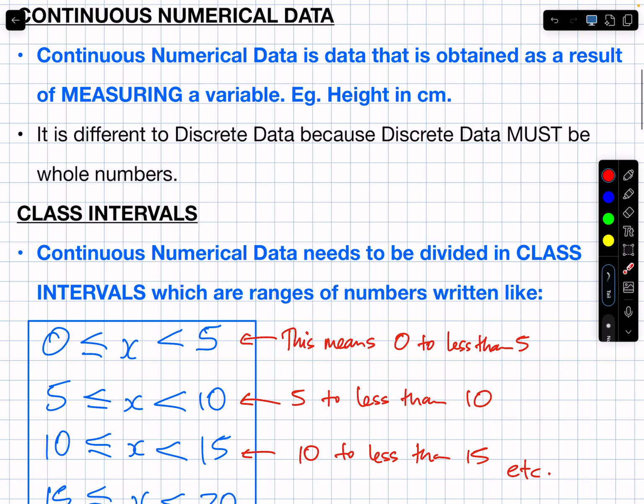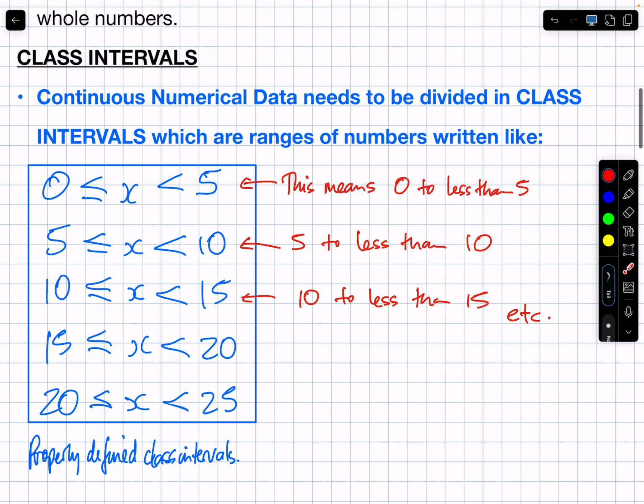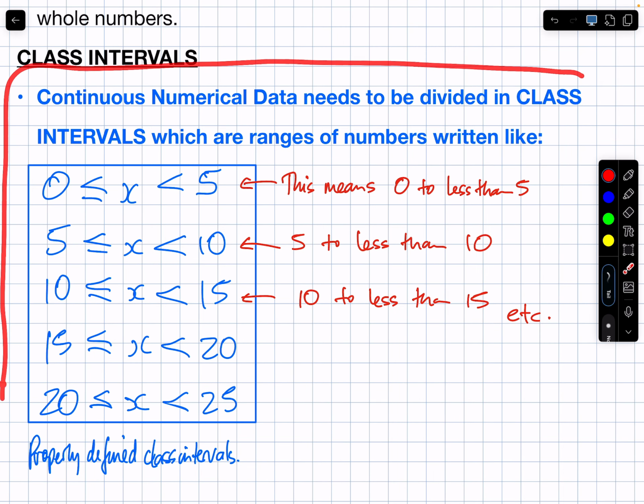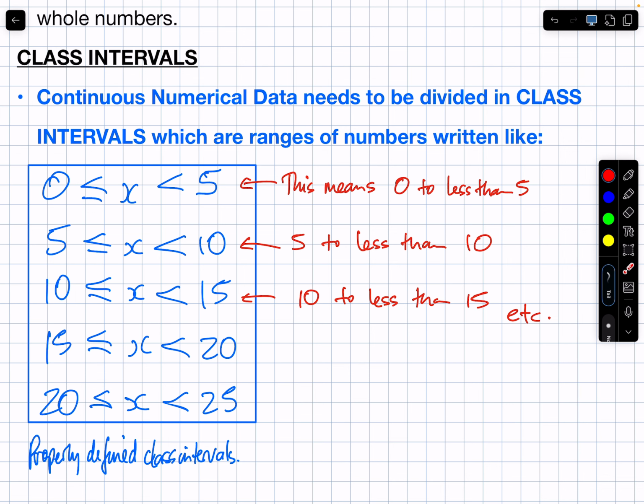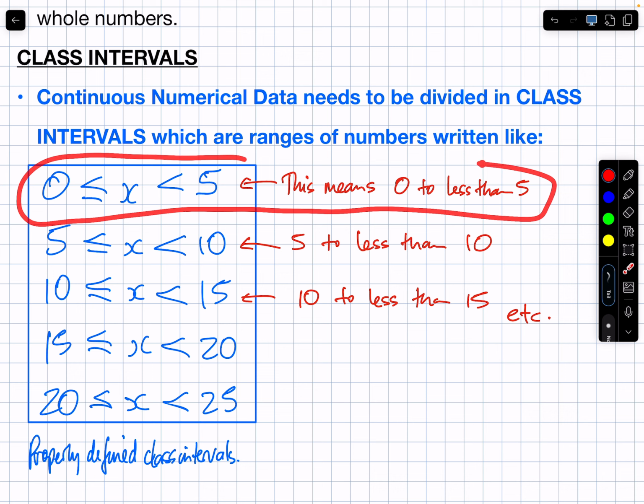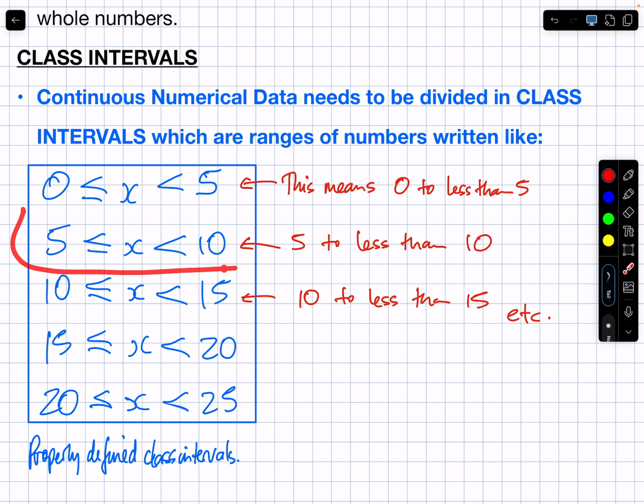So the first thing you need to be aware of is you need to separate the data into something called a class interval. So instead of showing all the data, you go data between 0 and 5, data between 5 and 10, etc. You need to label it like that. Have you seen these little beaks before? That means less than, for example. If it pointed the other way, it would be greater than. If you've got the extra line here, that's less than or equal to. So this top class interval means 0 to less than 5. This next one is 5 to less than 10.